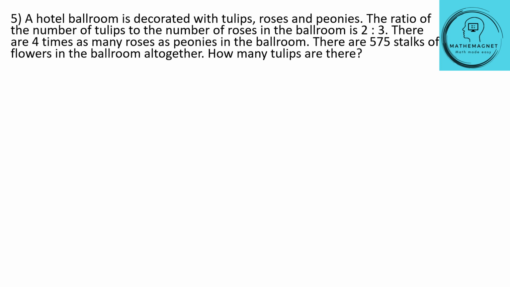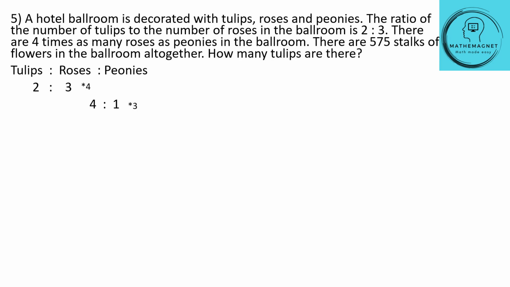Now we know the ratio between tulips and roses, which is 2 is to 3, and we know that roses is 4 times as much as peonies. So let us put them in the form of ratio. Tulips is to roses is 2 is to 3, and roses is to peonies is 4 is to 1, because roses is 4 times as much as peonies. Now these two ratios, when we combine, we will have to multiply 2 is to 3 by 4 and 4 is to 1 by 3.